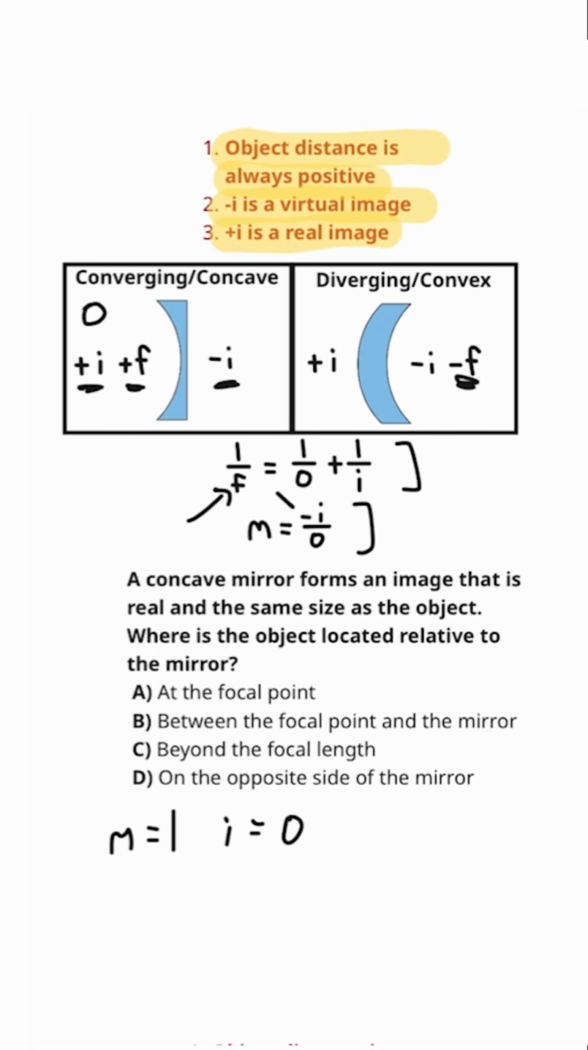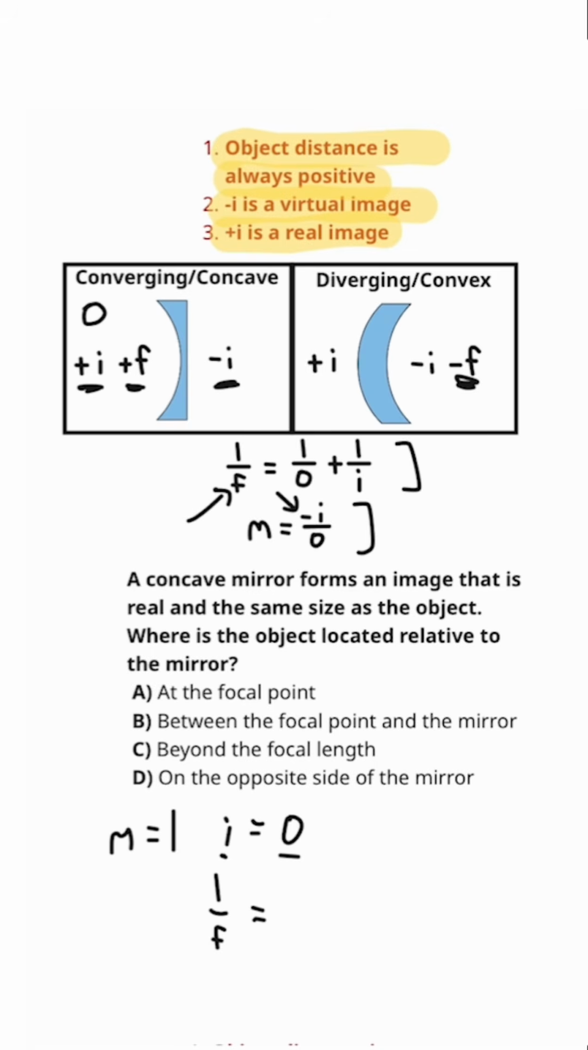And for our purposes, you can ignore the negative sign right now because that just tells us if the image is inverted or upright, but all we care about right now is the magnitude. So once we establish that I is equal to O, we can set up our thin lens equation. So we have 1 over F is equal to 1 over O plus 1 over I. And since we're not given actual values, a lot of places are going to recommend that you take an algebraic approach and solve this using variables.